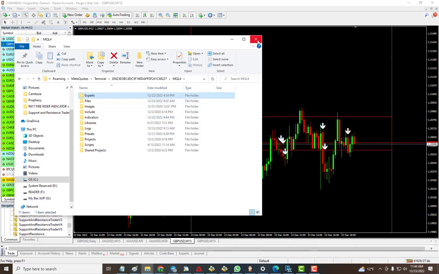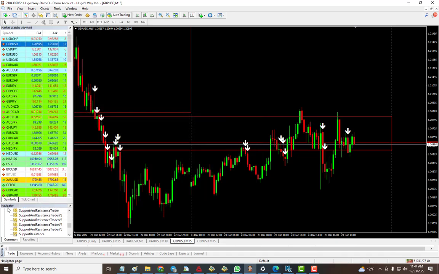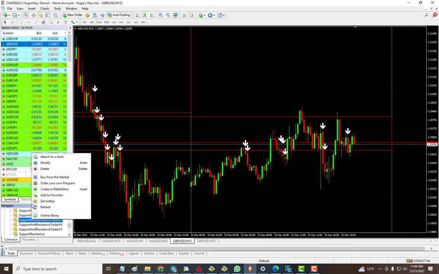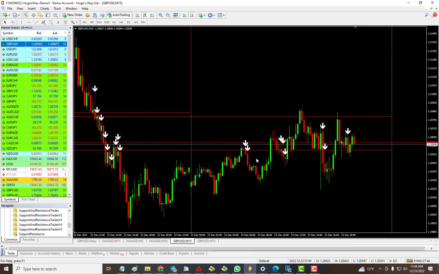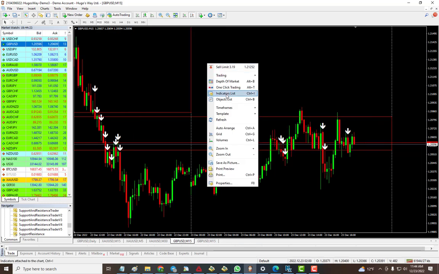Once you put those in there, you come down here where it says Navigator, right click, click on anything, right click on it and say refresh, and then you should see the indicator here. That's how you install any custom indicator, including this system or any other system from our site.